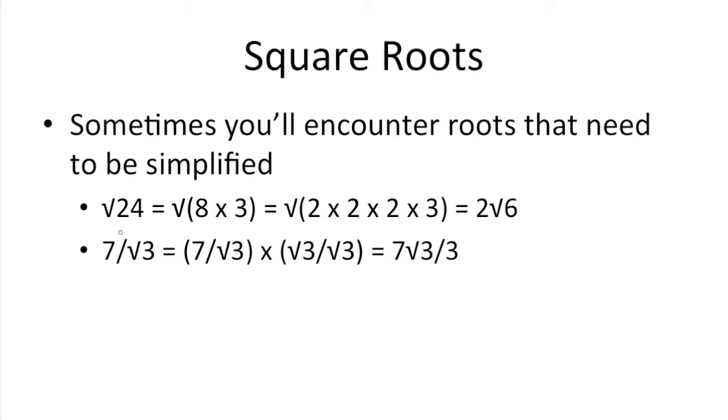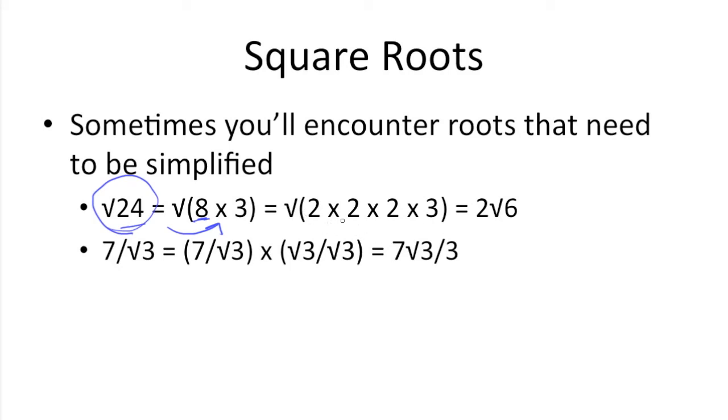Sometimes you'll encounter roots that need to be simplified. For instance, here we have the square root of 24. Now if you were to get that as an answer, that couldn't be accepted. You would need to simplify it out. 24 isn't a perfect square, so what we'll need to do is break it down into its roots. So, as you can see here, we take 24 and we break it down to factors of 8 and 3. After that, you'll need to break down the 8 even further. So what you can do is break down the 8 into 2 times 2 times 2 times the remaining 3.